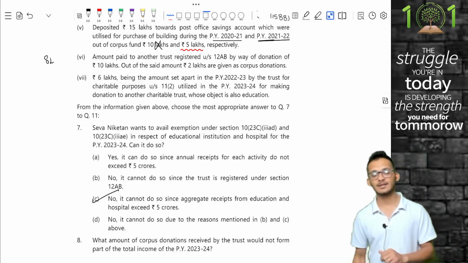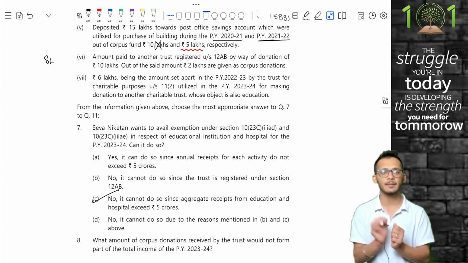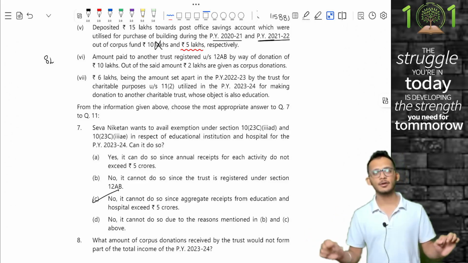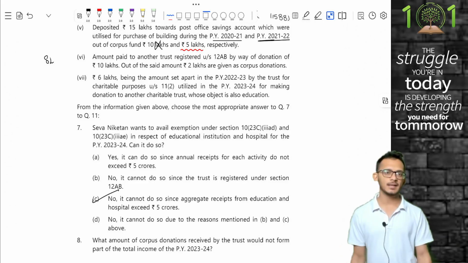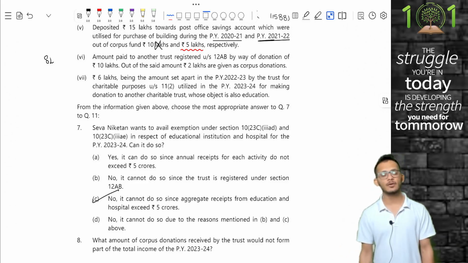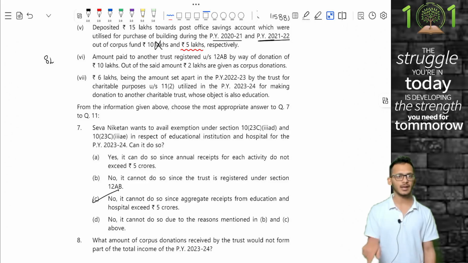Provisions of income tax come and say that if you have accumulated some amount for setting apart and using it in the future, you cannot use this amount for making donations to another person. If you do so, then the amount will automatically be treated as income for the current year.